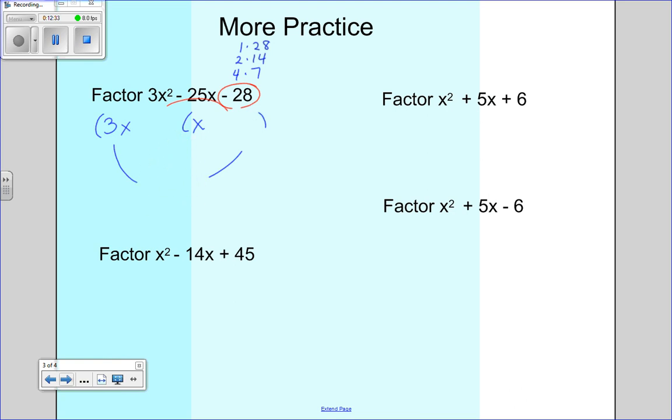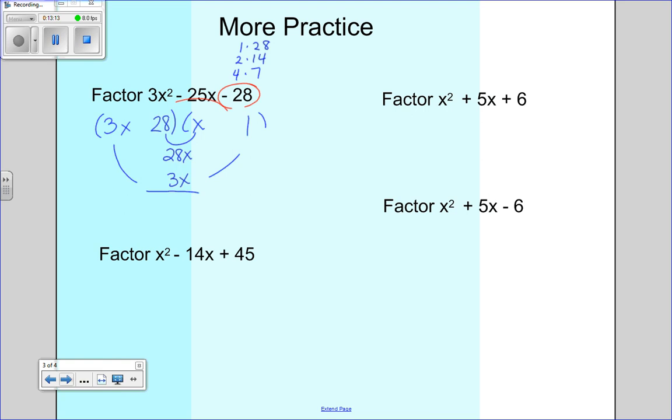Let's use the 1 and the 28. All right, 1 times 28. Now, if I put the 1 here and the 28 here, that's not going to work, because 3 times 28 is a really big number. That's not going to give us the 25. I need to switch and put the 28 here, and I need to put the 1 here. So my inside is going to be 28x. 1 times 3x is 3x. Okay. So first times first is 3x squared.